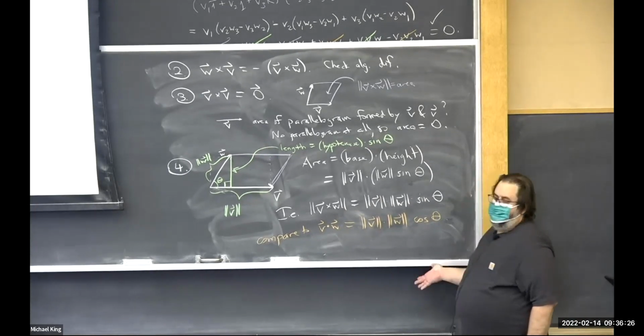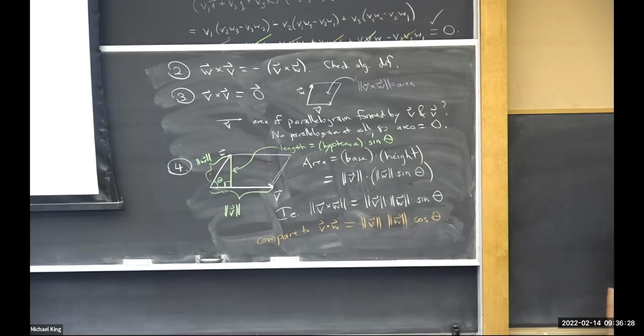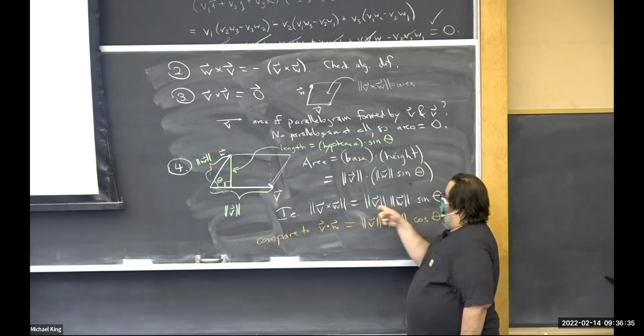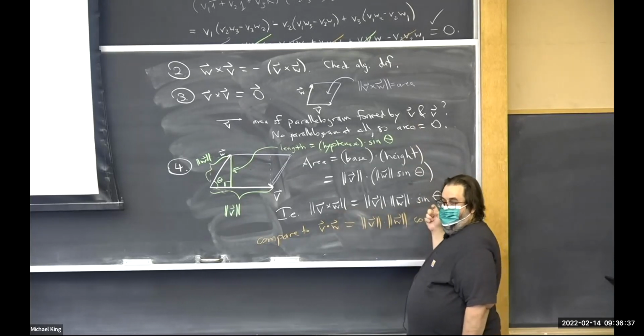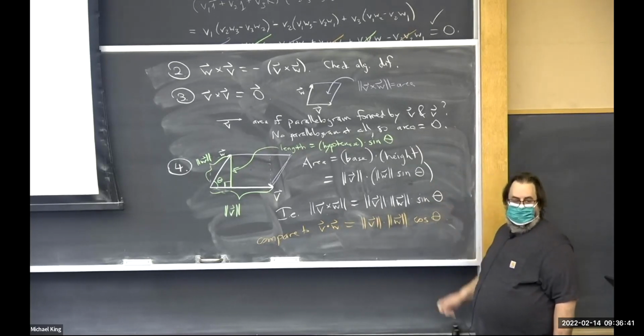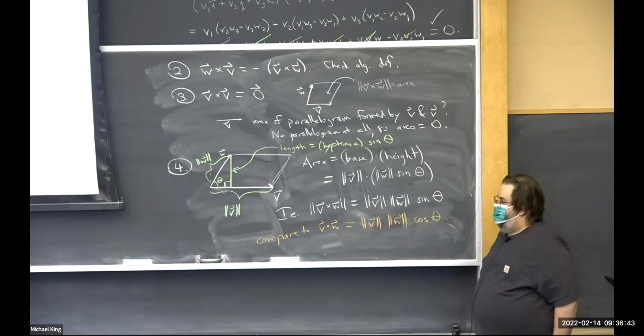Anyways, that's kind of nice. That also fits with the one above that: if v and w are the same vector, then the angle between them is 0. Sine of 0 is 0, right? So all the pieces fit together nicely.